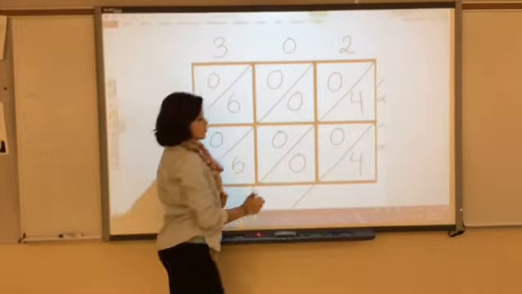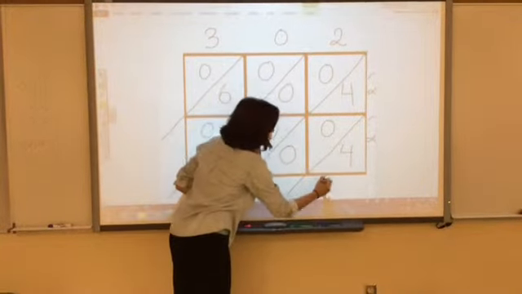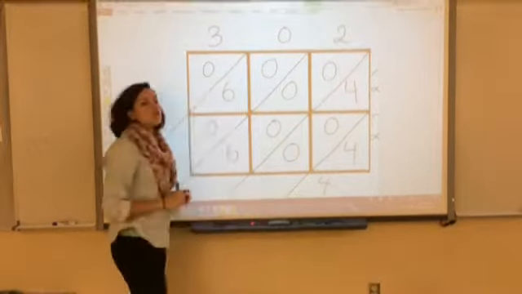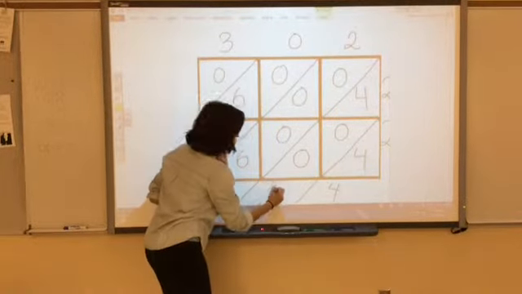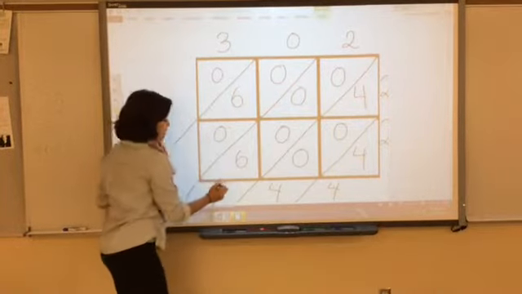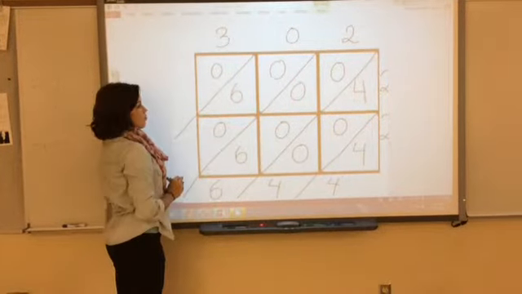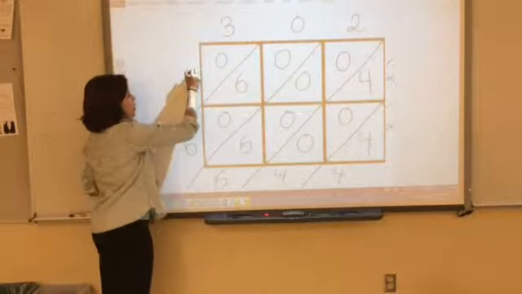Next, you are going to add your numbers in each diagonal. So your first one is just 4. So bring your 4 down to the bottom. Your next one is just 4 again. Just bring your 4 down to the bottom. 0 plus 6 is 6. 0 plus 6 is 6 again. And then you have 0 on the top.